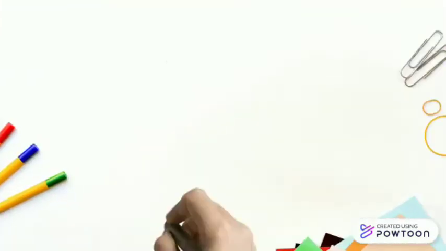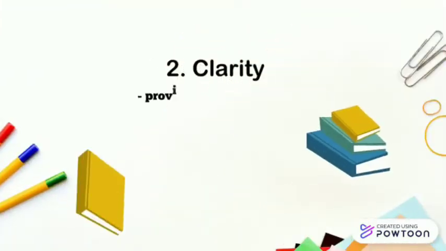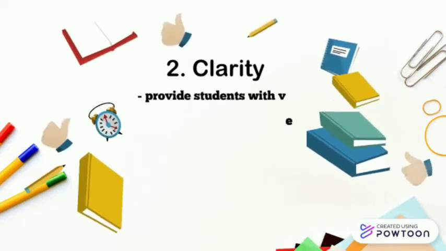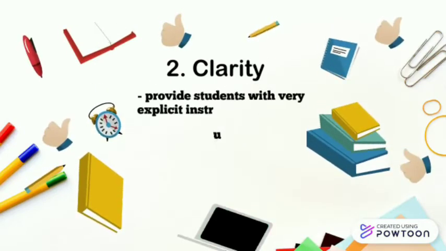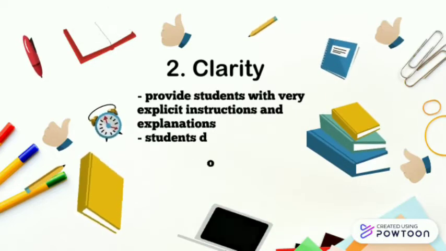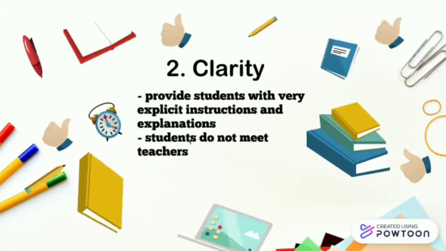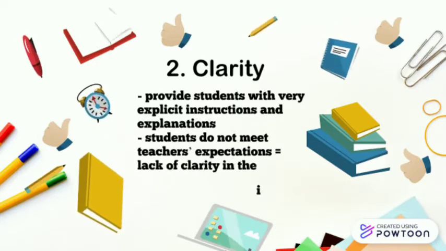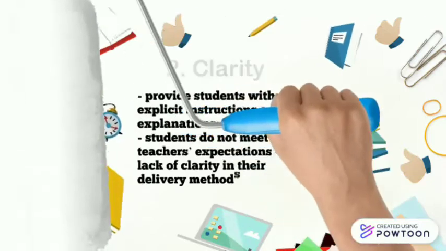The second S of effective teaching involves clarity of instruction. More efficient teachers usually provide students with very explicit instructions and explanations on the content of the course. If students do not meet teachers' expectations, there may be a lack of clarity in their delivery methods.